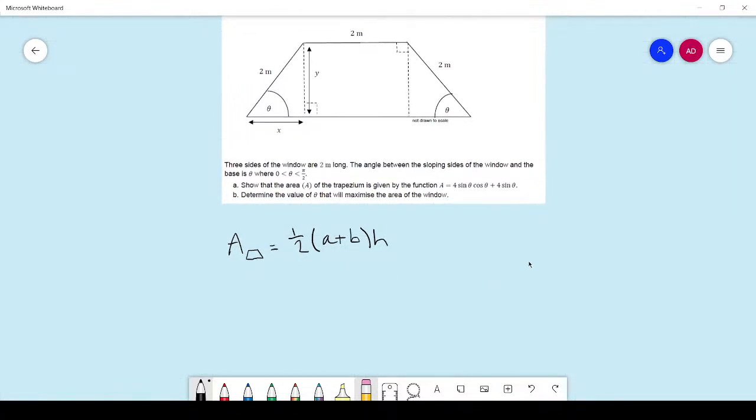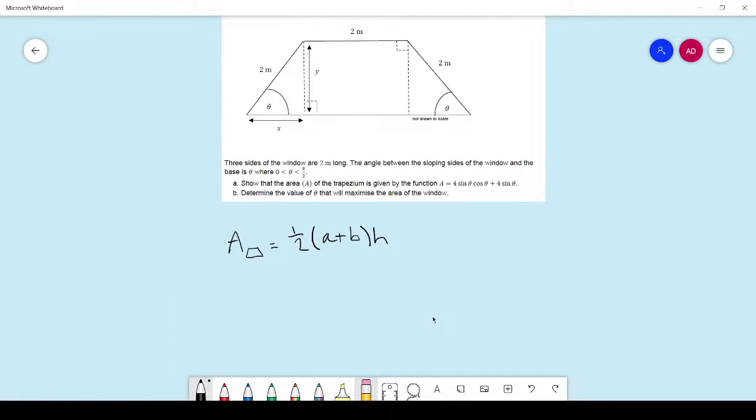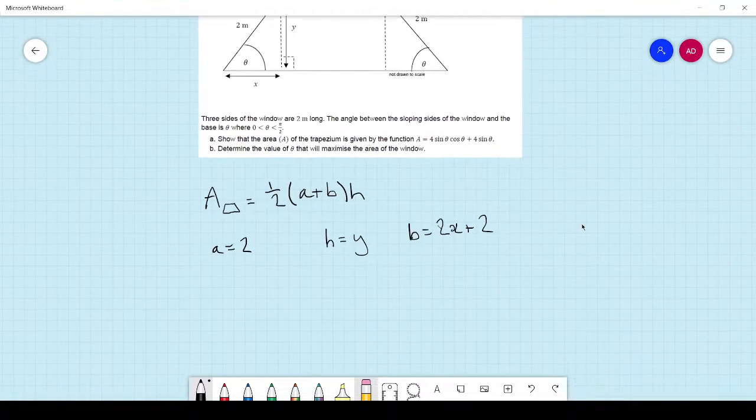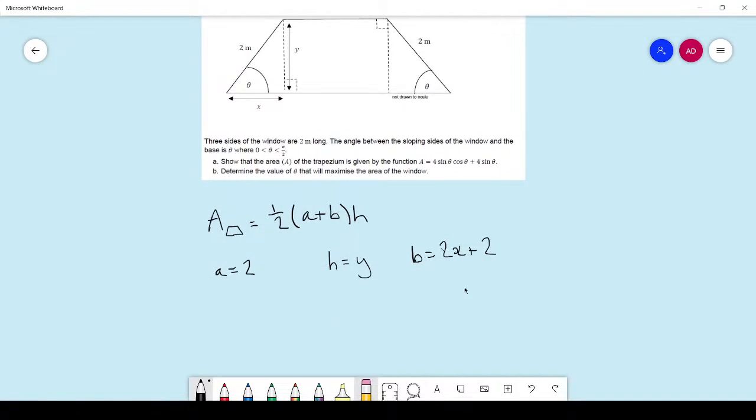We've written our formula, let's define our variables in the context of this question specifically. So we got a equals 2 meters. I'm not going to write the units. a equals 2, h equals y, and b is this span along here. So that's going to be x plus 2 meters plus another x. So it'll be 2x plus 2. Right, so we can't quite work with this yet. We can't just sub those in. We need to actually define y and x. So the question should tell us this.